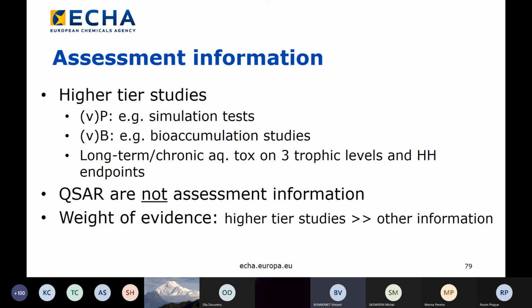Just to be clear that QSARs are not considered assessment information. It's nowhere in the legal text that QSARs are mentioned as assessment information. And of course, they can be considered in a weight of evidence. But again, I would like to repeat that higher tier studies will have much higher weight compared to other kinds of information.